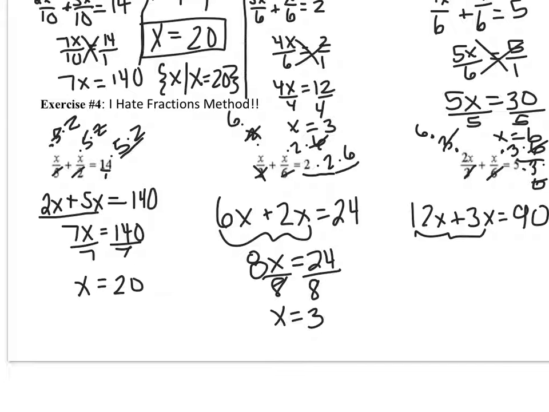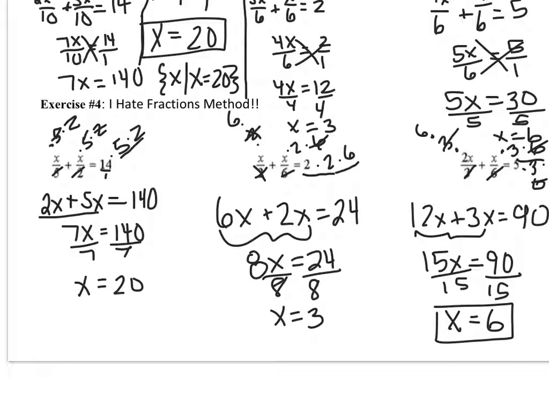Combining my like terms, 12x plus 3x is 15x. I get 15x equals 90. Dividing both sides by 15, I get x equals 6. 90 divided by 15 is 6. Same thing we got up top, we just used the I hate fractions method instead of the common denominator method.